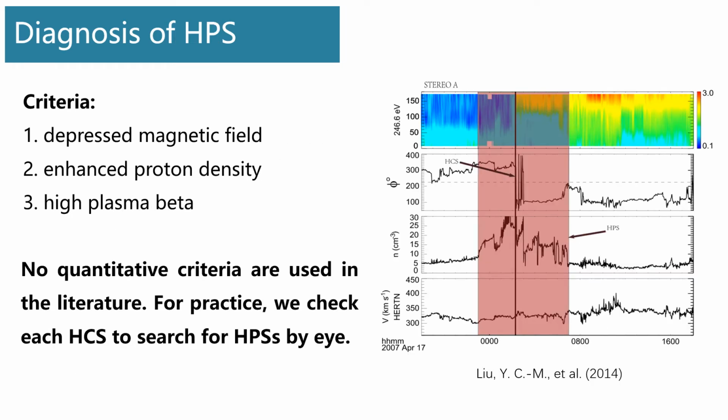In this research, the enhanced proton density, depressed magnetic field, and increased plasma beta around the HCS are used to identify the HPS. However, there are no quantitative criteria used in the literature. For practice, we check each HCS and search for HPS by eye.